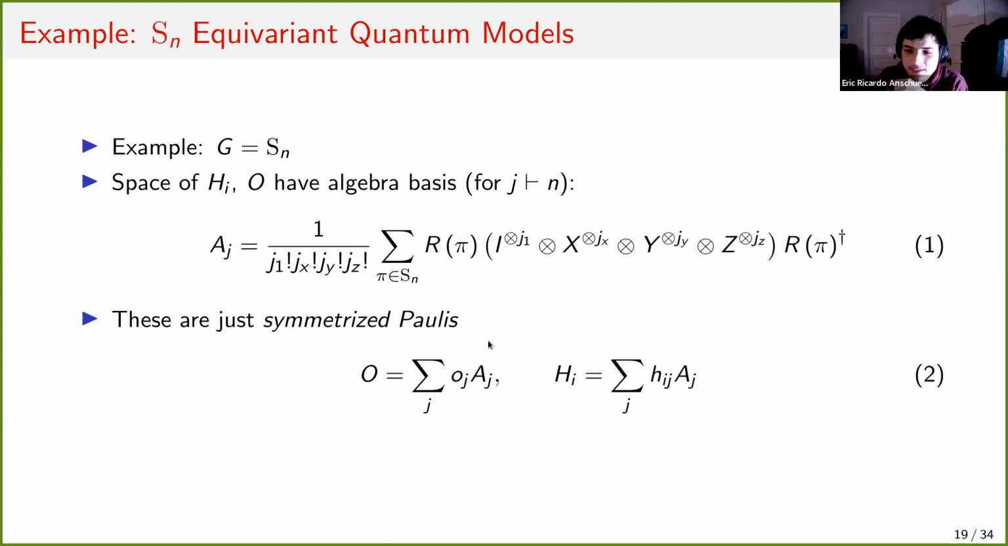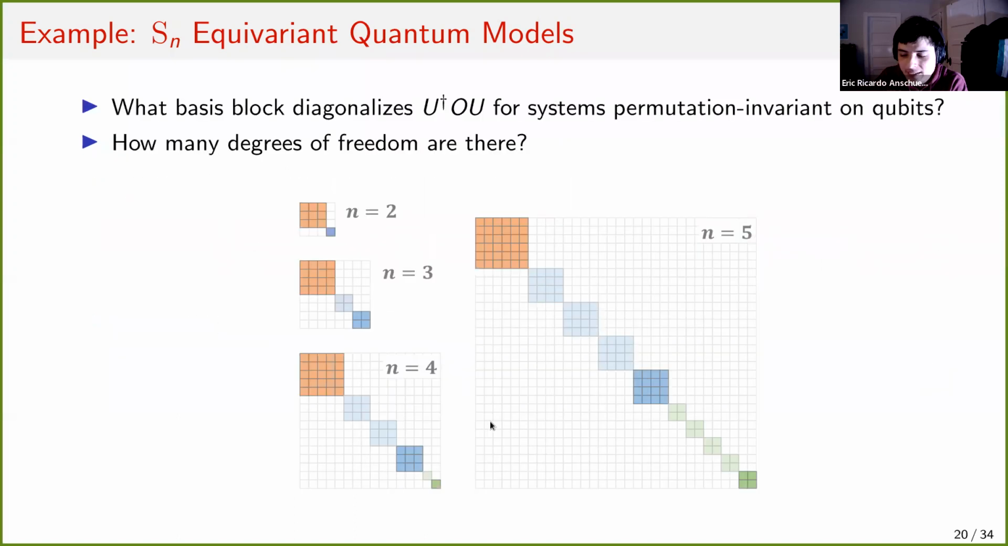Right, exactly. So this is then what we mean by an equivariant quantum model, when you can write, at least for G being the symmetric group, the operators in terms of decompositions of these symmetrized Paulis. And you can do something similar for other group symmetries. So, okay. We can do this.